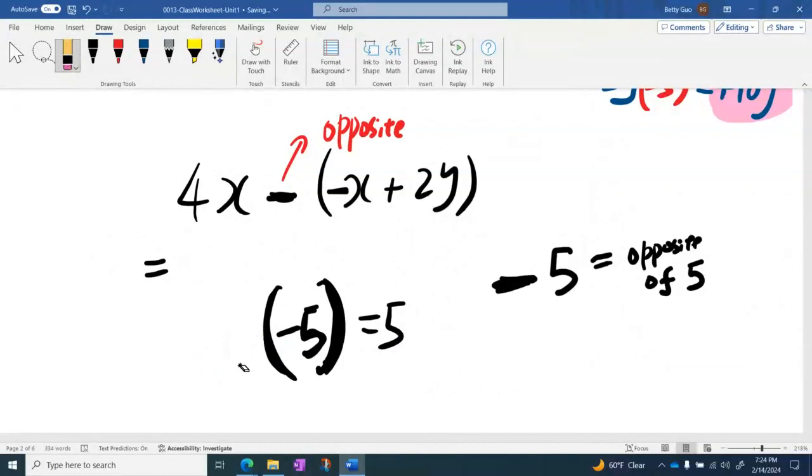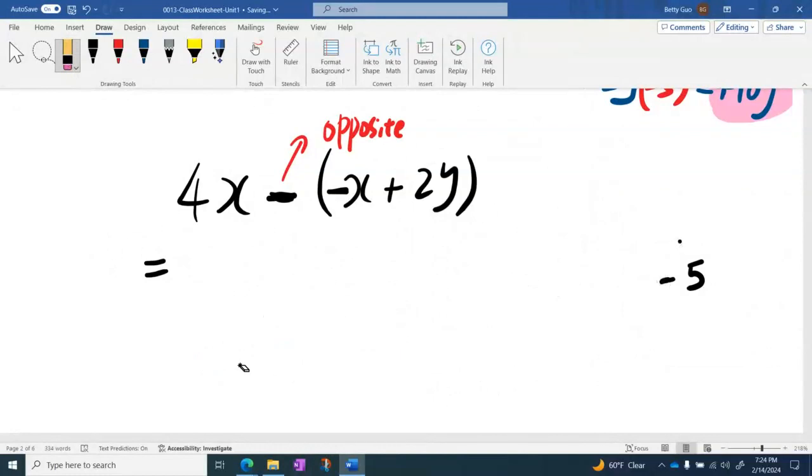So when the coefficient of a group in parentheses is negative 1, it simply means the opposite of the group. Now we're going to remove the parentheses and distribute the group. The opposite is going to go with each member. So the opposite of the group is equivalent to the opposite of each member.